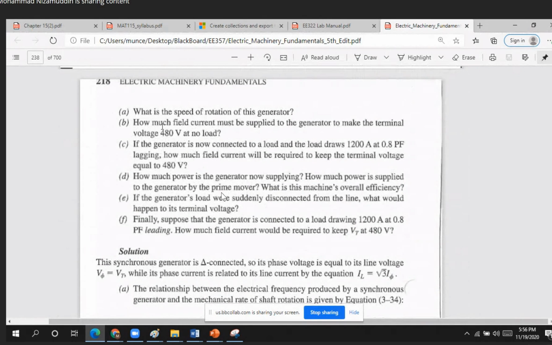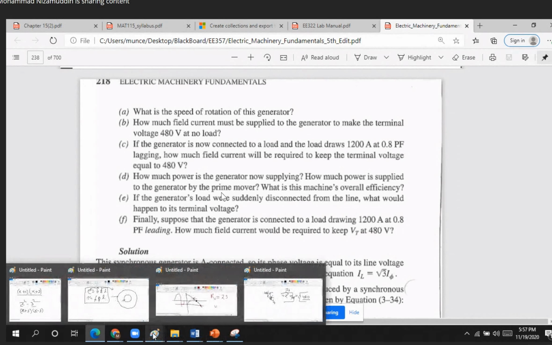Now, question B says, question A is done, the no load voltage field current you can find out. Then if the generator is now connected to the load and the load draws 1200 ampere, which is full load, 0.8 power factor lagging, how much field current will be required to keep the terminal voltage equal to 480 volt? What does it mean? This is important. You see, terminal voltage is now 480. It was before the no load voltage. Now you have a load.